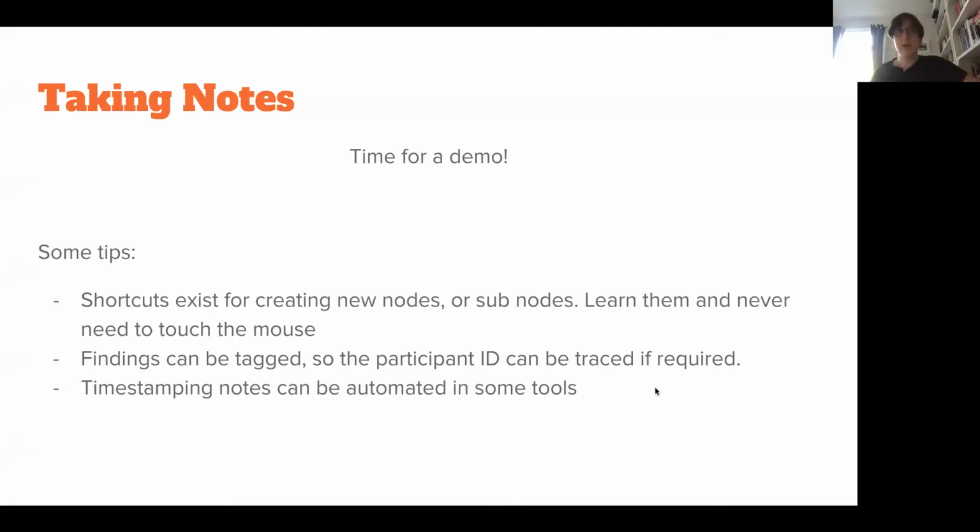So some tips for note-taking on the mind map. As I was doing it then, I largely relied on shortcuts for creating the new nodes and creating sub-nodes based on the node you're on. If you learn them, you never need to touch the mouse, and that can greatly speed up that note-taking process so you can keep up with what people are saying in interviews or what you're observing without having to spend a lot of time trying to find the right section to put it in.